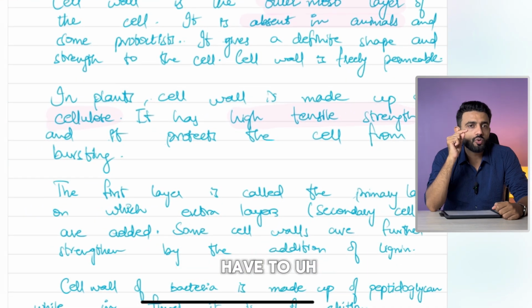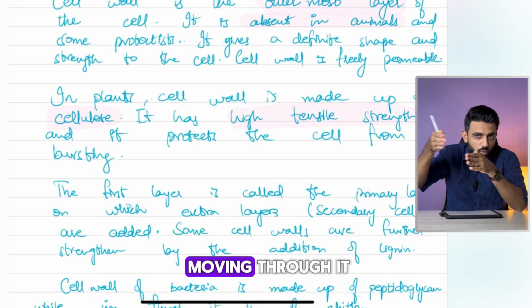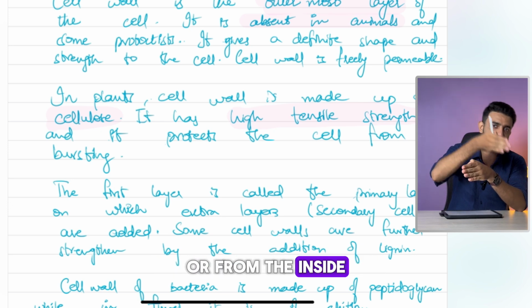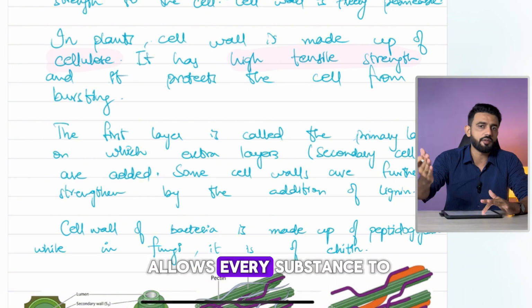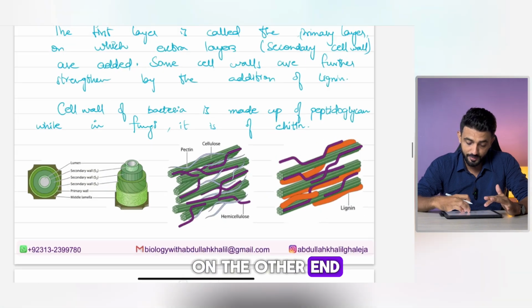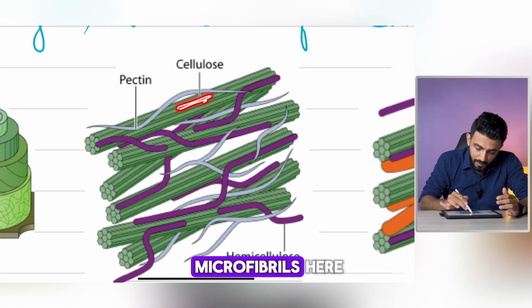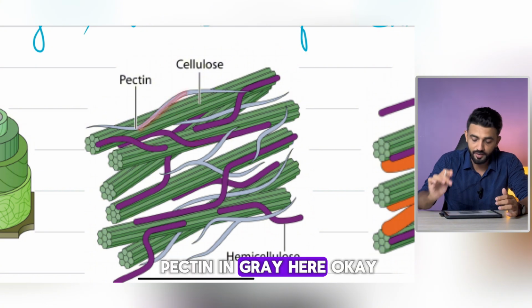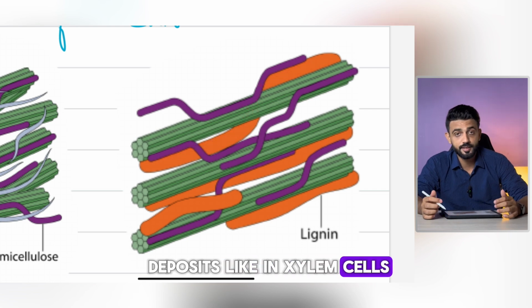Another thing that you have to keep in mind about the cell wall is that it is fully permeable. That means it does not control the substances moving through it, whether from the outside to the inside environment or from the inside to the outside environment. It allows every substance to pass through. This is what the cell wall looks like. We have the cellulose microfibrils here, the hemicellulose here, and the pectin in gray here. And this is lignin deposits, like in xylem cells.